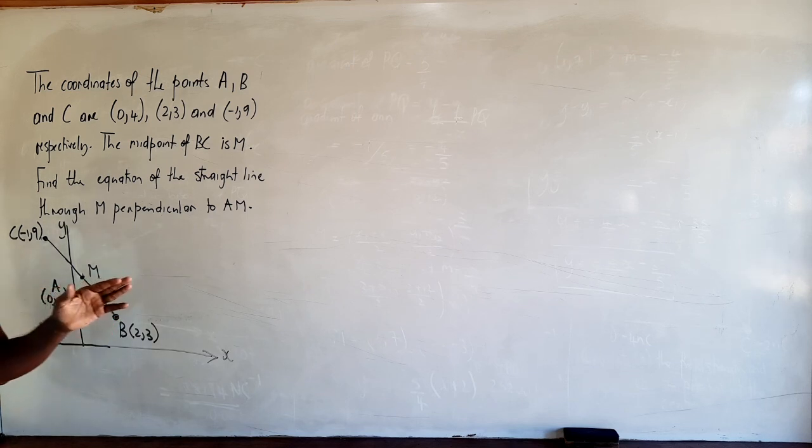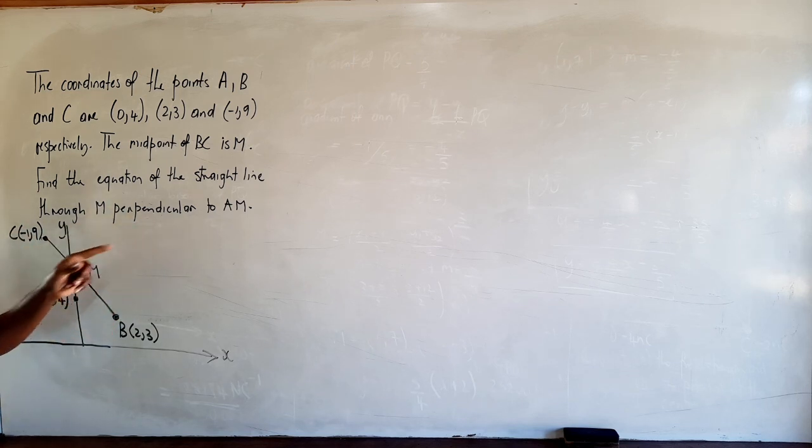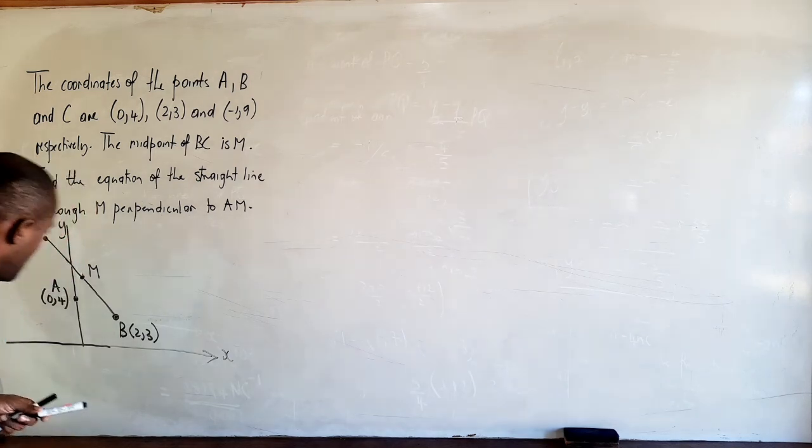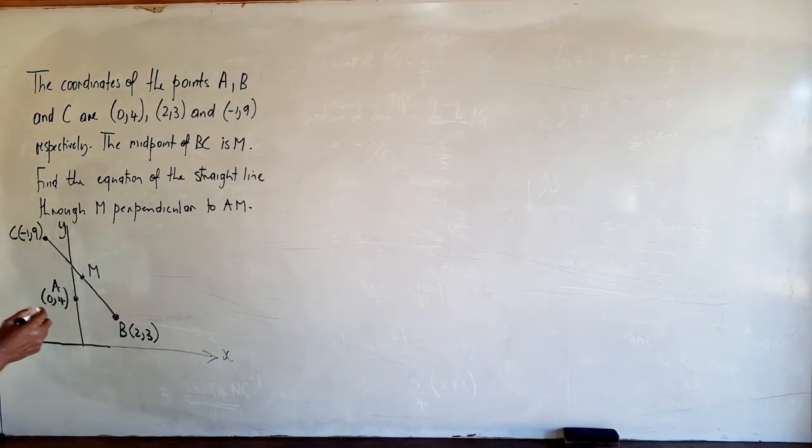And what we're really asked to find is the equation of the straight line through M which is perpendicular to AM. So we're not asked to find the equation of the perpendicular bisector of AM. No, we're asked to find the equation of the straight line through M which is perpendicular to AM. So if we were to draw a line to show AM, let's say this is a point M and this is A, then this is our line AM.